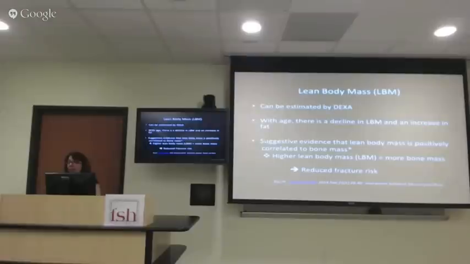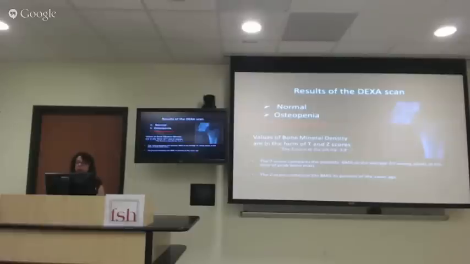Unfortunately, as we get older, our lean body mass decreases, and we have an increase in fat. There is some suggestive evidence that higher lean body mass is positively correlated with bone mass, meaning that if you have more lean body mass, your bones are going to be stronger, and you're going to have less risk for fracture.